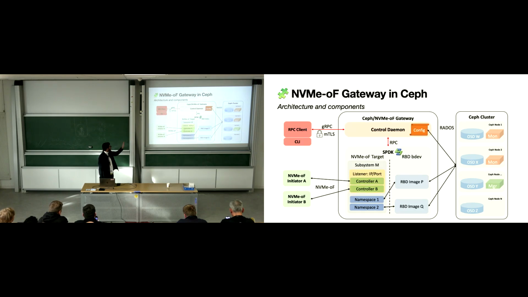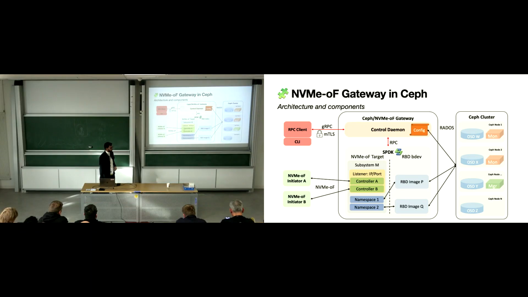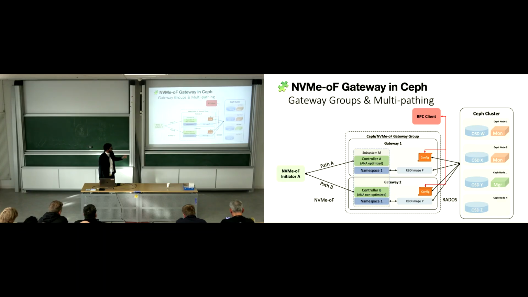And for the configuration, we can configure the NVMe gateway very easily, using an RPC client or gRPC. You can configure the NVMe gateway that way. And this is the multi-path part. You can have one subsystem in which you scale out multiple gateways, so that you can provide a multi-path or high availability feature for the client.